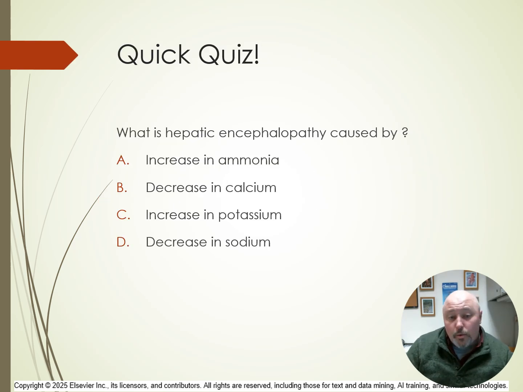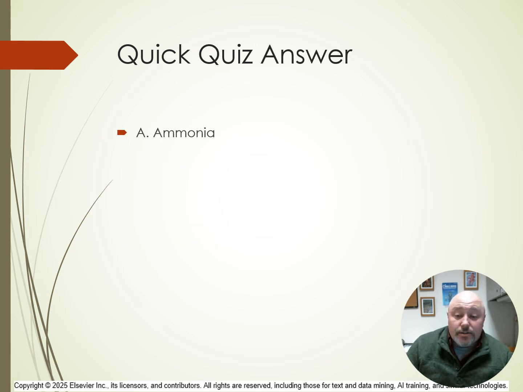Quick quiz. What is hepatic encephalopathy caused by? Would that be A, increases in ammonia, B, decreases in calcium, C, increases in potassium, or D, a decrease in sodium? And that answer is going to be A, ammonia.